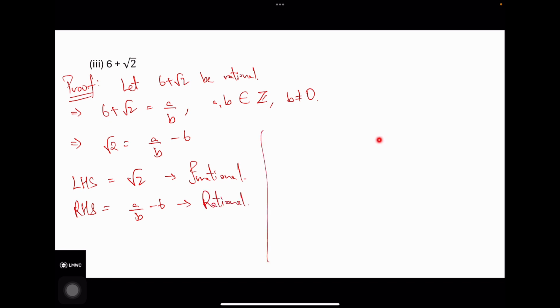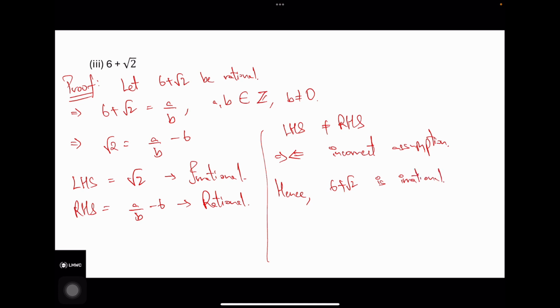So hence LHS is not equal to RHS. So this contradiction arises due to our incorrect assumption. Hence 6 plus root 2 is irrational. Alright. So with this we are done with chapter number 1.